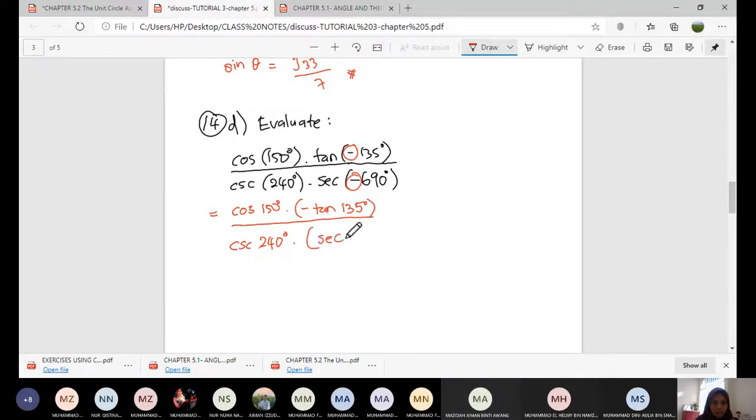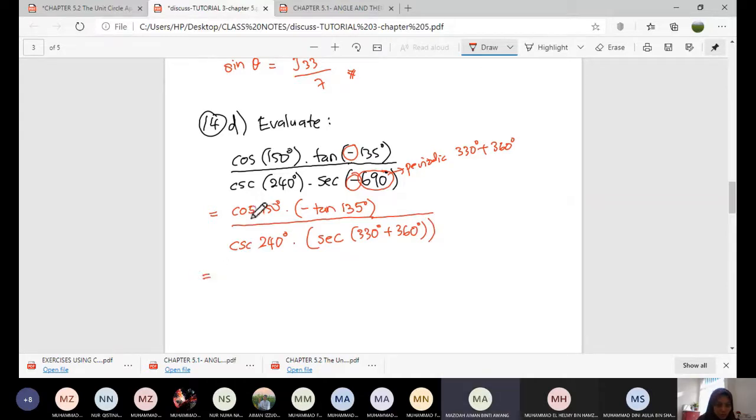And here, if you look at the degree, we can implement the periodic properties, which is 330 plus 360 for secant. So secant, it is 330 plus 360 degree. Okay, hopefully you can follow.